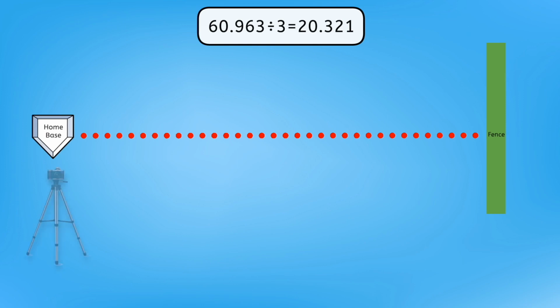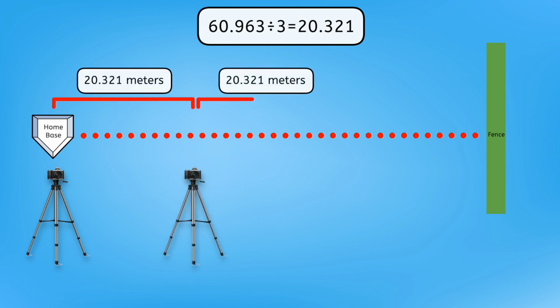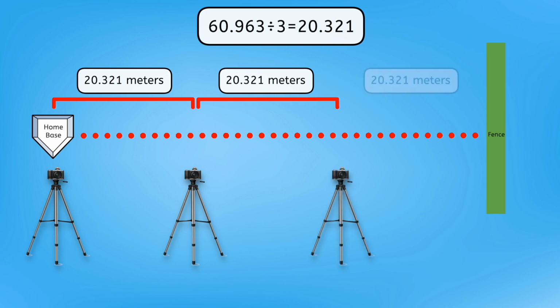So if I place one camera at home base, then the second one needs to be 20 and 321 thousandths meters away, and the third needs to be 20 and 321 thousandths meters from the second. Oh, I really hope someone on the team hits a home run, because this is going to be awesome.